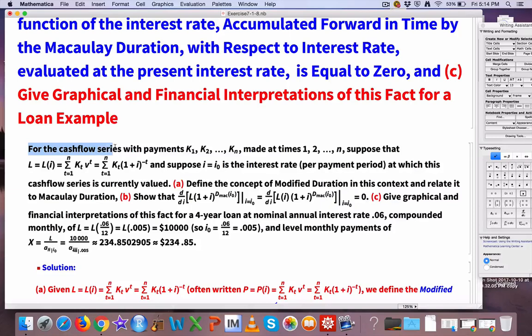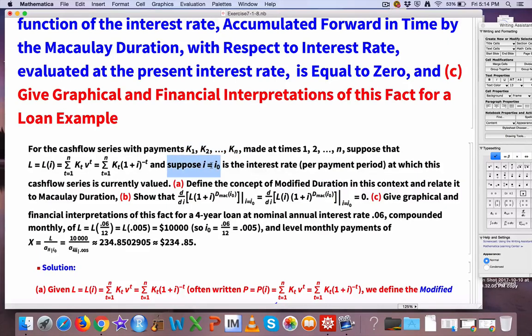We've got a cash flow series with payments K1 through Kn made at times 1 through n. And this function right here, which is a function of the interest rate, represents the present value at time 0 of this sequence of payments. Okay, so this is a function of i, and when you think about that, right away you should say, that's a function of i that probably decreases, right? As the interest rate goes up, the present value goes down. It's a decreasing function of i.